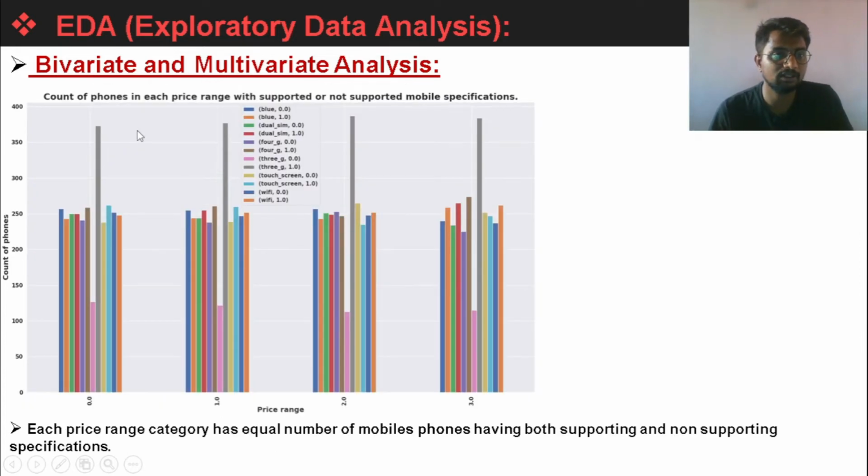So next is the count of phones in each price range with the supported or not supported mobile specifications. Here we can see there are different candles with different colors. Blue is nothing but whether the mobile has Bluetooth or not. So we can observe that in each category there are equal numbers of mobile phones having both supporting and non-supporting specifications.